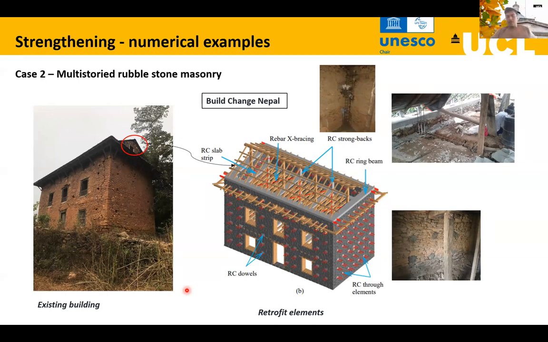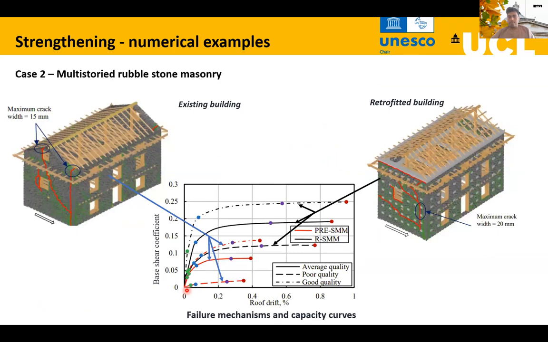For example, if you apply incremental retrofitting, then you might be disturbing the functionality from time to time. But if you do all at once, then you have only one-time disturbance to the functionality of the building.